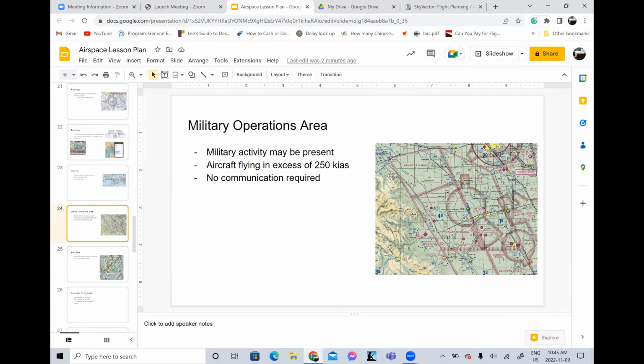One more point: if you want to proceed through a MOA and be safe, you should talk to ATC. If you're already on flight following, you can let them know that you want to proceed through a MOA, and they'll switch you off to the controller in the area, and they'll separate you from the military aircraft.